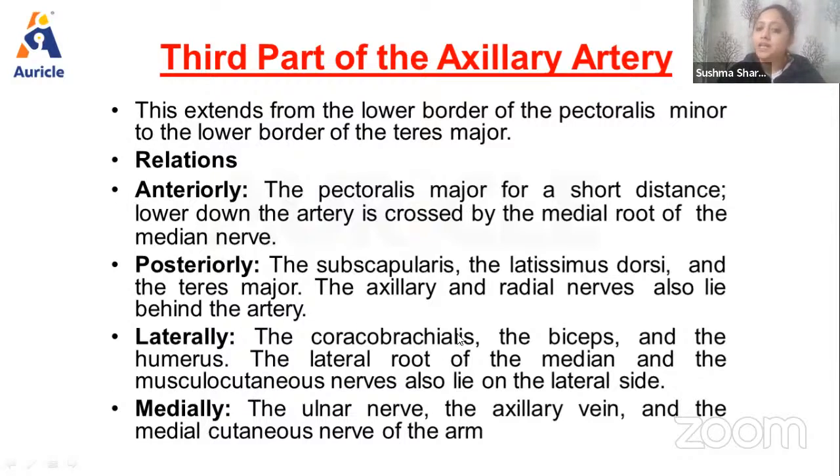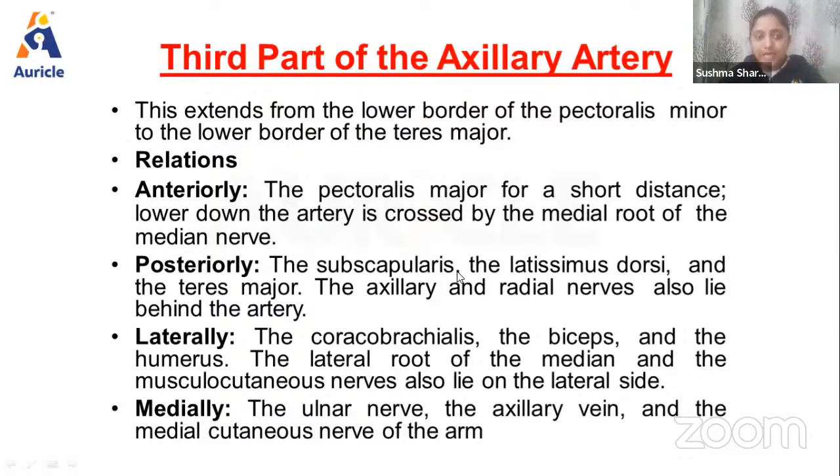Laterally, it is bounded by coracobrachialis, biceps, and the humerus. Medially, ulnar nerve, axillary vein, and the medial cutaneous nerve of arm. Again, guys, which is the medial nerve in the upper arm? Ulnar nerve, isn't it medial? Ulnar is medial. Radial is lateral. So what do you expect over here? What should be the medial relation? Ulnar nerve, right? Even if you don't know anything, you should have a rough idea as to how to answer that particular question.